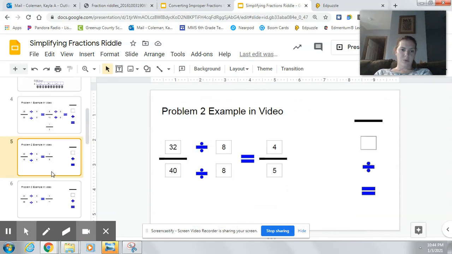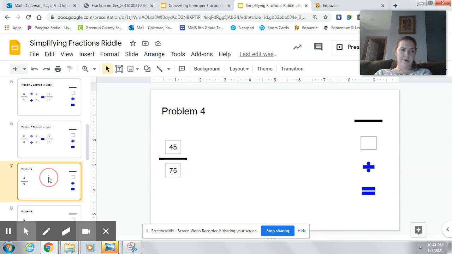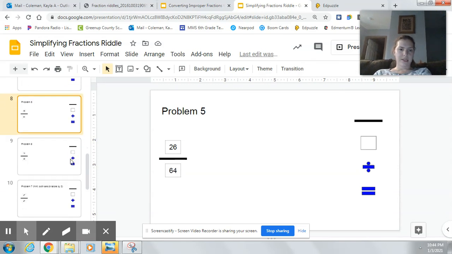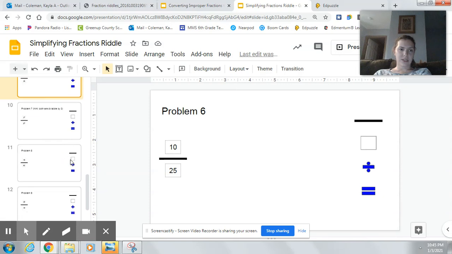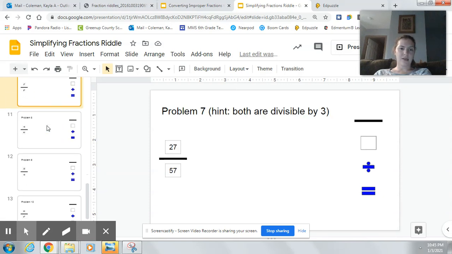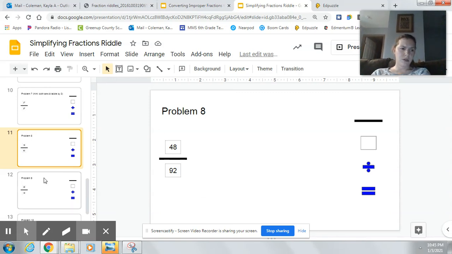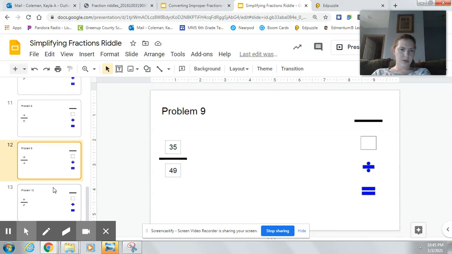Let me try to find a harder problem to do with you guys. Okay, that one should be pretty easy. They're both divisible by 5. There's also a higher number you can divide those two by if you can figure it out. 26 and 64, 10 and 25, that should be pretty easy. That one I gave you a little hint. This one might be a little tricky. So let me talk about this one. I'll do number 8 with you guys.